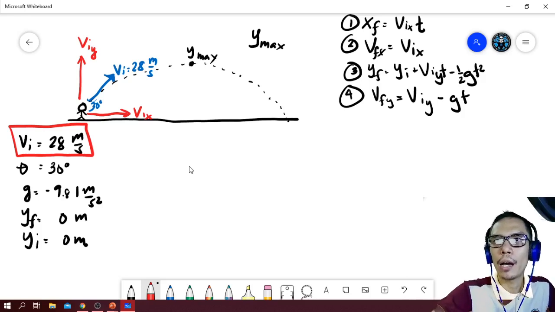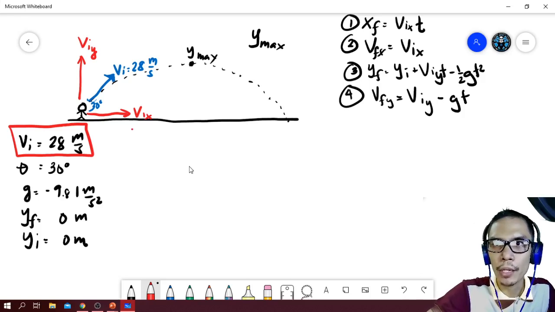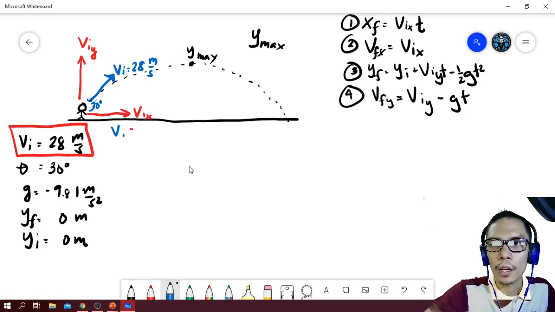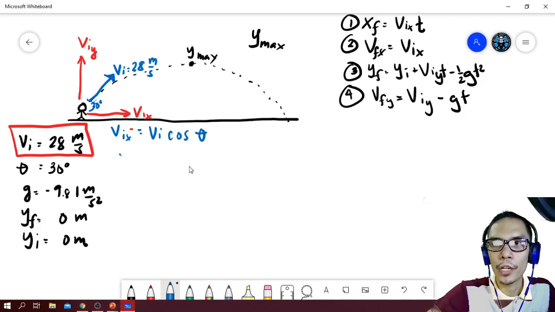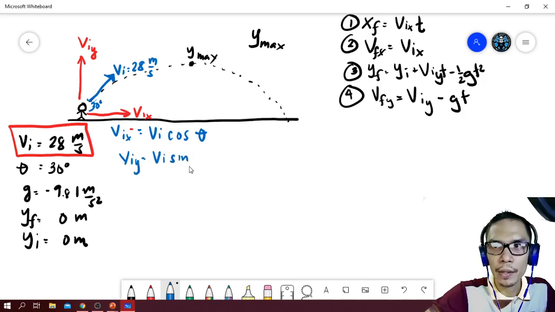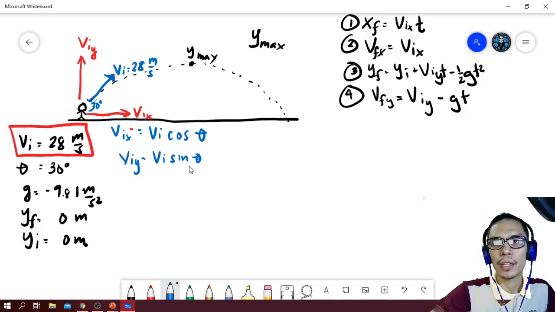Now, to break down the v sub i, we will use SOHCAHTOA. To get the v sub ix, I will use blue. You get v sub i cosine theta. Then for the v sub iy, you get v sub i sine theta. So there you have it. Let's solve for this one.